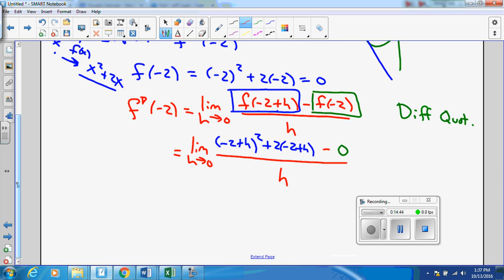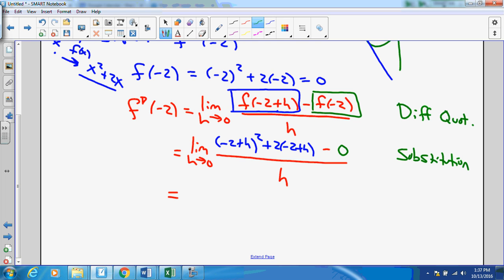Okay? This was the hard part. This was our substitution step. Everything is downhill from here, because we know how to do these limits really easily. Just do a quick check. If I've done it right, my form should be 0 over 0. Why? Because if I plug in 0 for h to begin with, I get f of negative 2 minus f of negative 2, which is 0, divided by 0. So my form is 0 over 0. What does that tell me? There is a common factor that can be canceled.